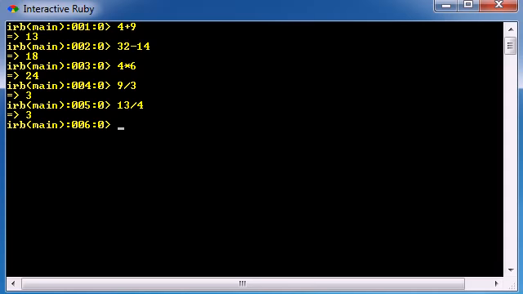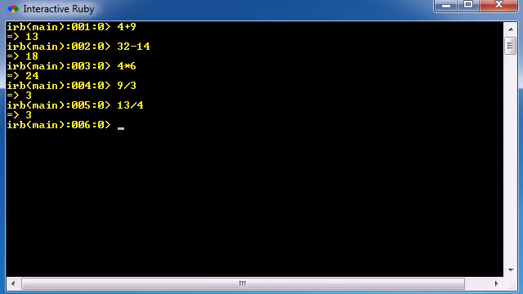Now the reason for this is pretty weird. Ruby gives you an answer depending on how you ask the question. Since you asked it a question with whole numbers, the whole number 13 and the whole number 4, it thinks that you want a whole number as your answer. That's why it gave you a whole number, rounded to the nearest whole number, and not 3.25 or 3 1/4 or anything like that.